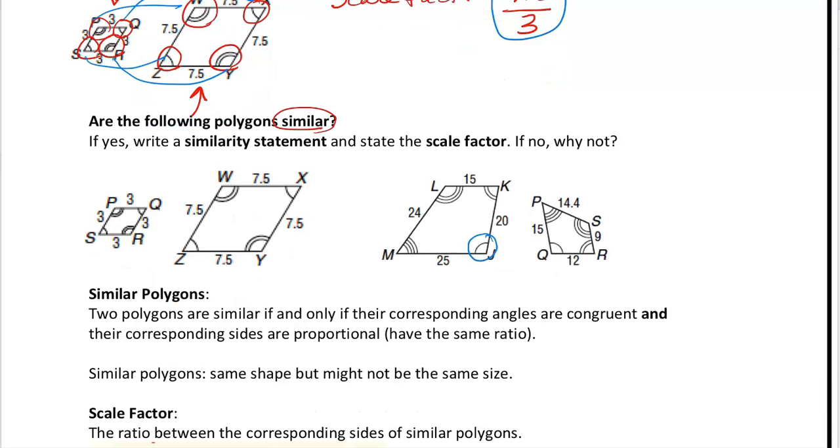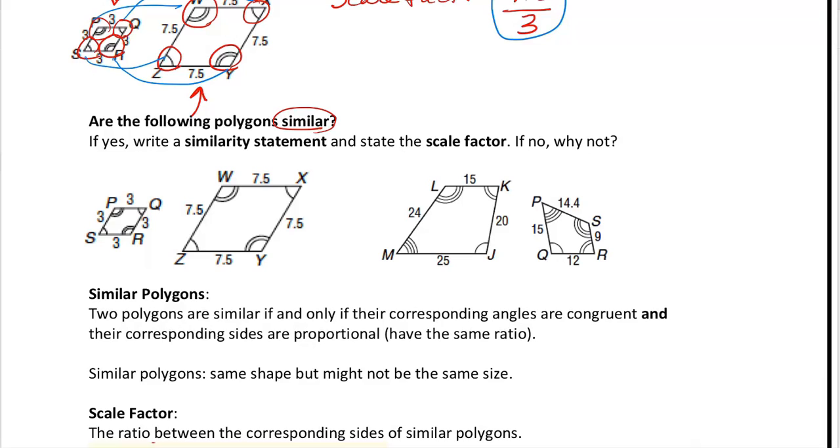So in this diagram, these angles are congruent, so that's good. These angles are congruent. These angles are congruent, and these angles are congruent. So that's halfway there. Lastly, we have to make sure that it's the same scale ratio.